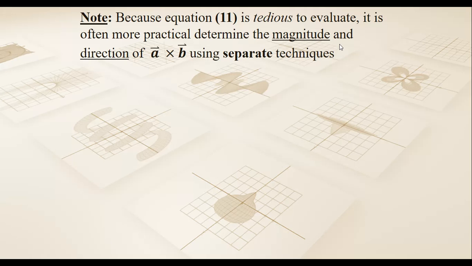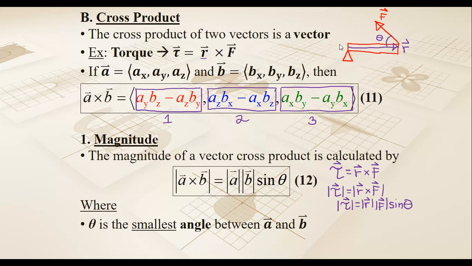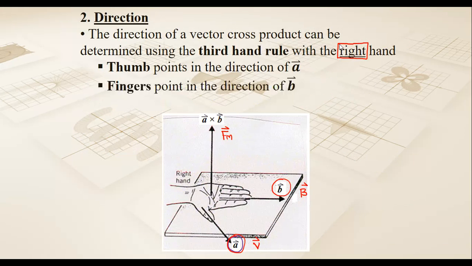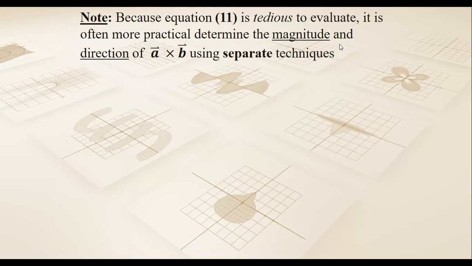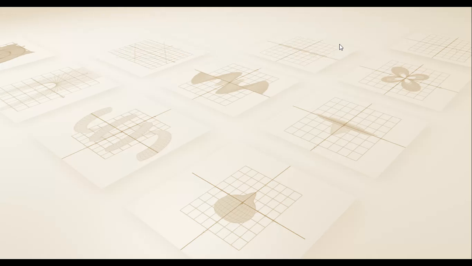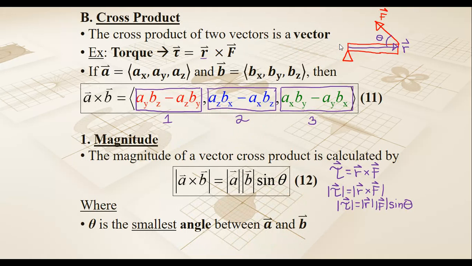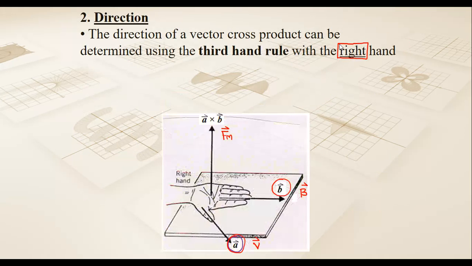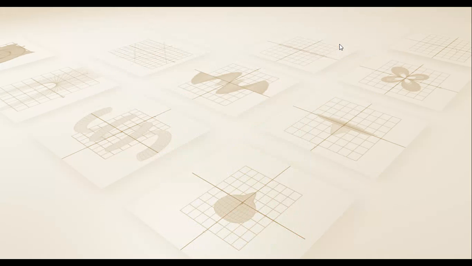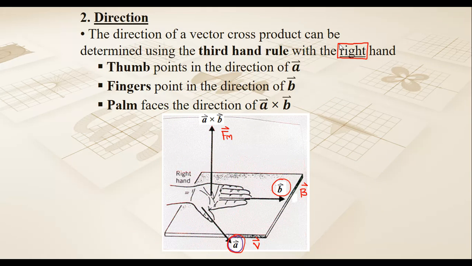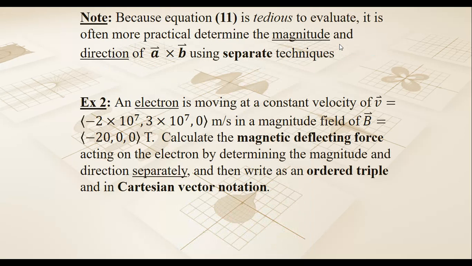Okay, so I said because equation 11, so let's go back to equation 11. Equation 11 was that bit of a nightmare equation where you had all these different expressions to evaluate. Because that equation is tedious to evaluate, sometimes it's more practical just to figure out the magnitude and direction of a vector cross product separately. So we can figure out the magnitude of a vector cross product by using equation 12, which is the magnitude of a vector cross product as AB sine theta. And then we can get the direction by using the third hand rule. And then we can put the two different techniques together to identify what direction the vector would actually point.